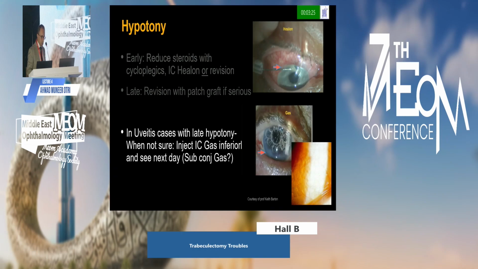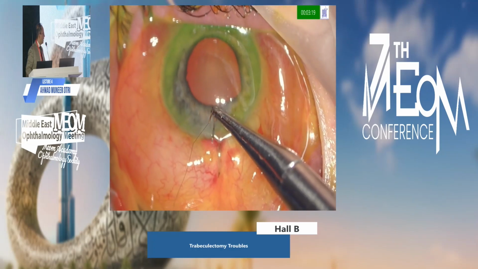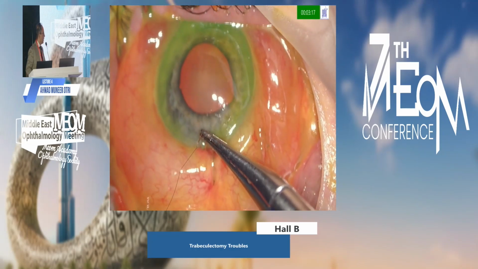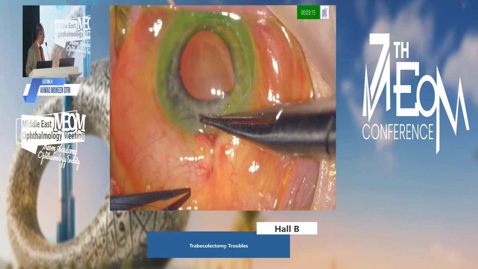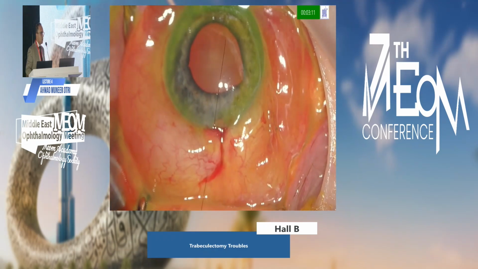If you don't see the air, so possibly it's just ciliary body shutdown. This is just one situation where I did kind of without revision. It was hypotony. I did not choose to open the wound. I just chose to do compression suture.